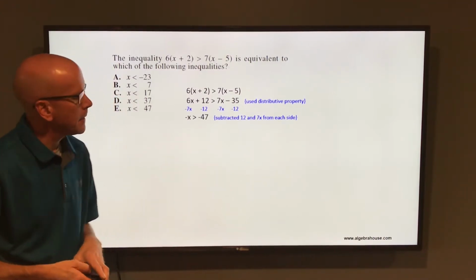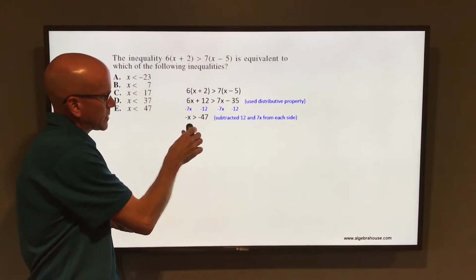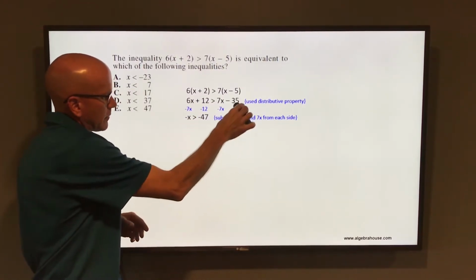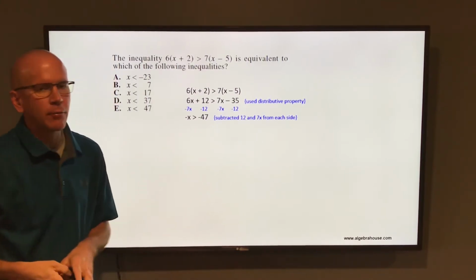So if I subtract 7x from each side, on the left I get negative x, and on the right that is negative 35 minus 12, which is negative 47. So we have negative x is greater than negative 47.